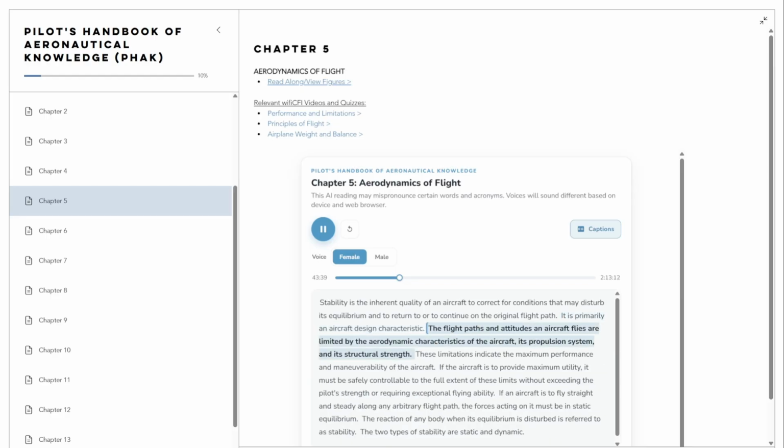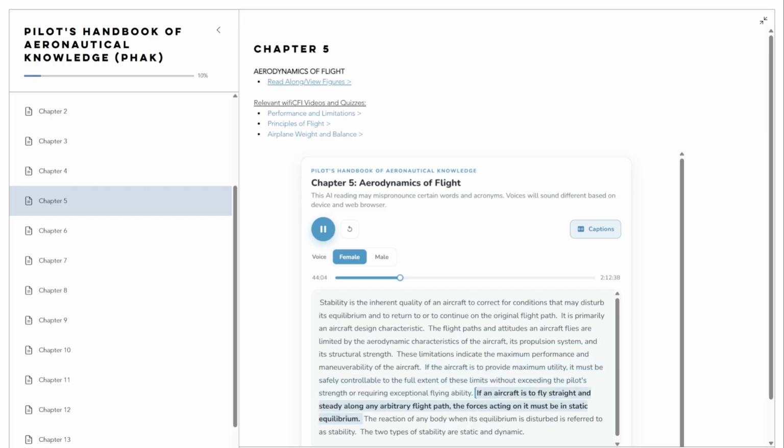The flight paths and attitudes an aircraft flies are limited by the aerodynamic characteristics of the aircraft, its propulsion system, and its structural strength. These limitations indicate the maximum performance and maneuverability of the aircraft. If the aircraft is to provide maximum utility, it must be safely controllable to the full extent of these limits without exceeding the pilot's strength or requiring exceptional flying ability.